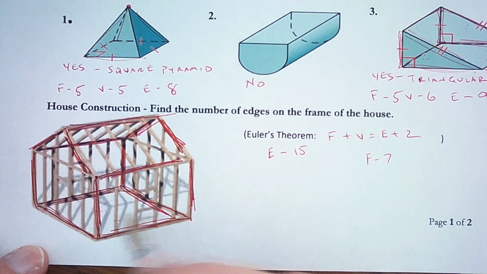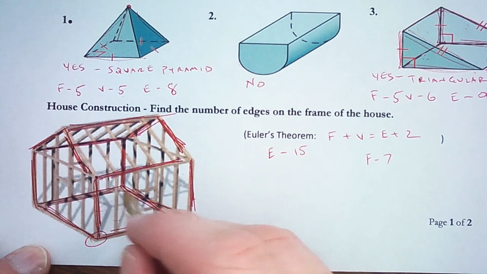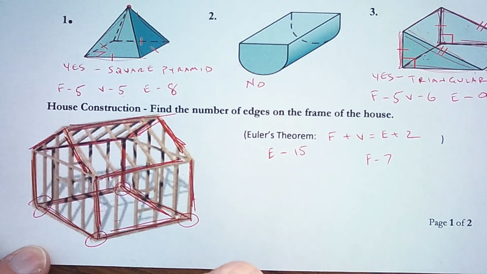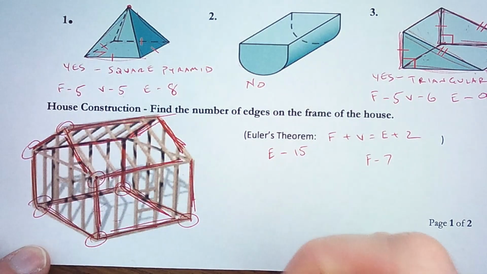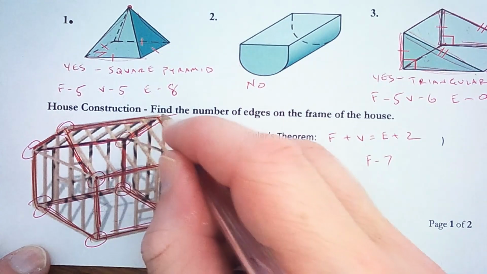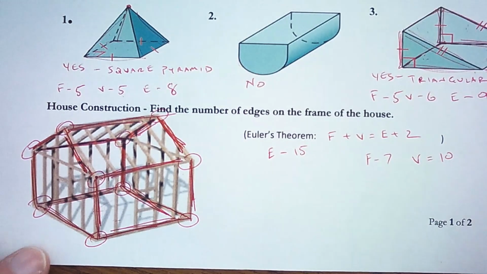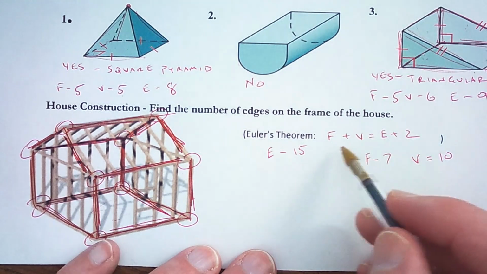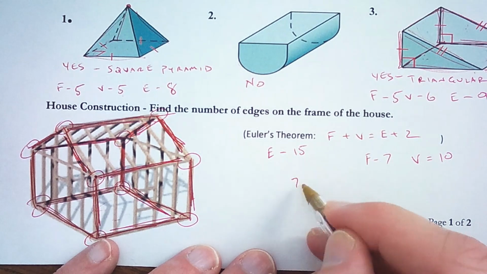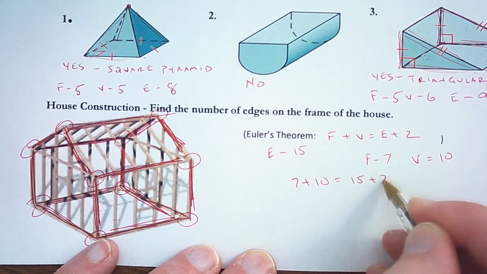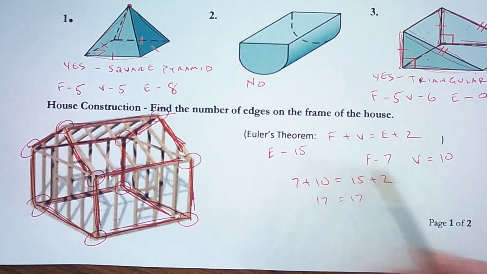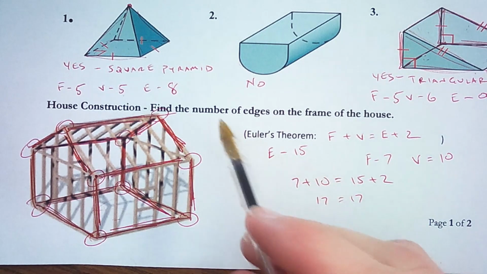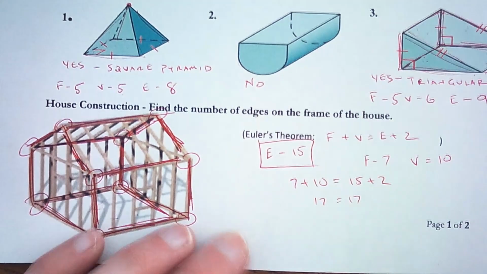For vertices, I've got 1, 2, 3, 4 around here. So 1, 2, 3, 4 vertices here. Okay, then 5, 6, 7, 8, 9, and 10 vertices. Now let's plug that into Euler's theorem and see if it worked out. Faces plus vertices is edges plus 2. So that's 7 plus 10 equals 15 plus 2. And that's 17 equals 17. That makes me reasonably certain that my numbers are all correct. Now what it said here is find the number of edges, and that is 15.